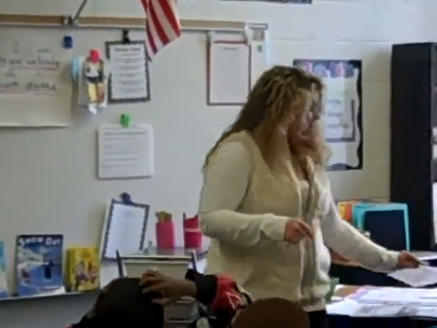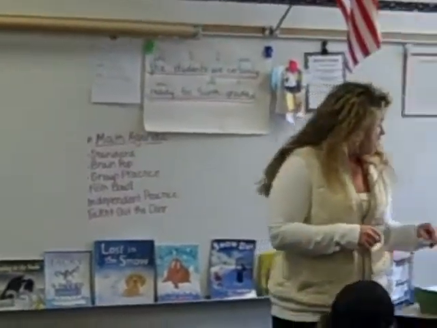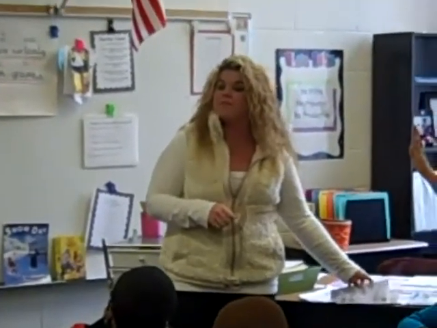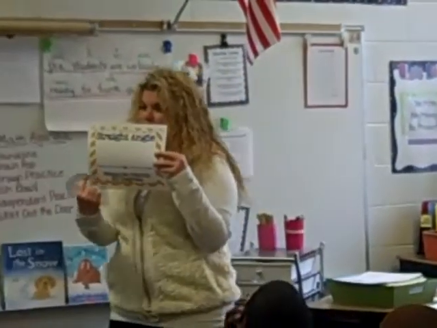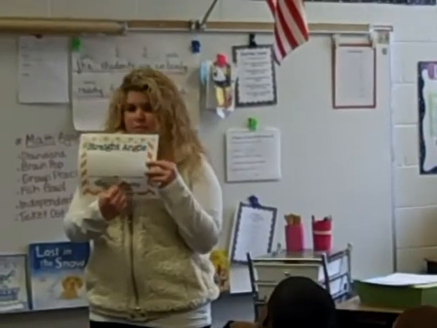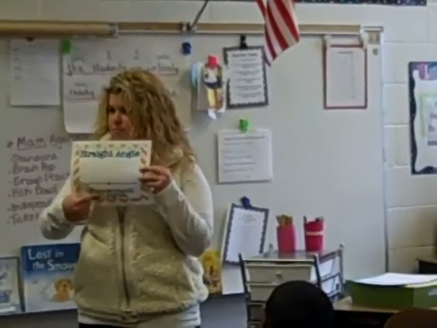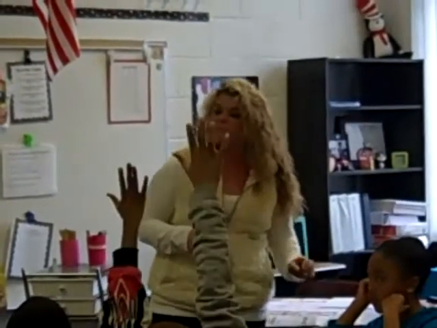All right. We have right and obtuse. We need another type. Straight angle. What do we know about a straight angle? It's 180 degrees. Exactly 180 degrees. It forms that straight line. Can it only go side to side? No. Can it go diagonal? Yes. Can it go up and down? Yes. Good deal.